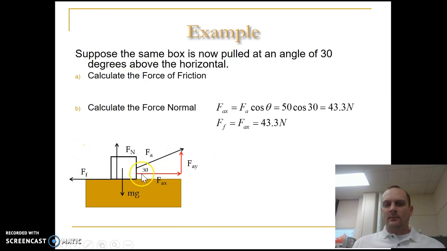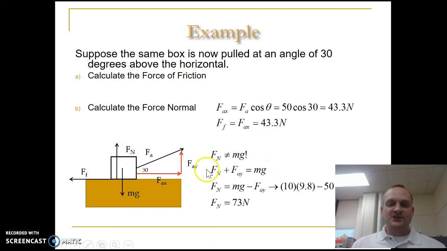So once I have my diagram and I have my forces and my components, I'm just going to look at what do I have in the x direction. Well, pulling to the right, I have the x component of the applied force. Well, this is the adjacent side of the triangle. It's just going to be the applied force times cosine theta. So that x component of the applied force is going to be 50 cosine 30, which is 43.3 newtons. Well, that's the only force to the right I have. So that force to the right has to balance with the force to the left. So I know then that the frictional force is also going to be 43.3 newtons.